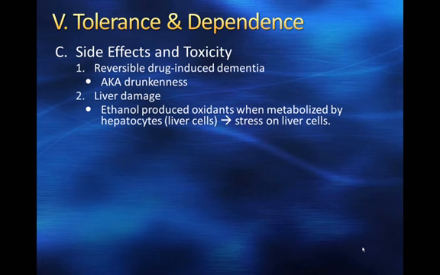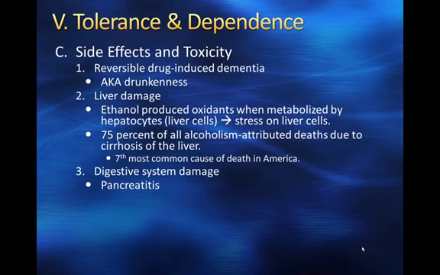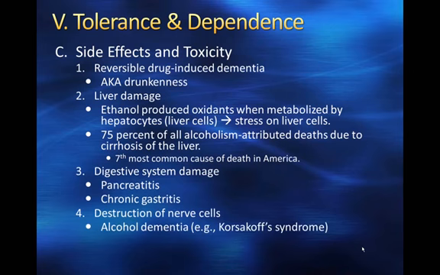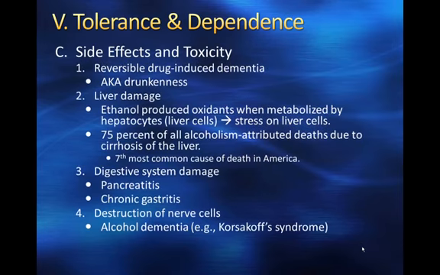Ethanol-produced oxidants, when metabolized by the hepatocytes, increase stress on liver cells. 70% of all alcoholism-attributed deaths are due to cirrhosis of the liver, the seventh most common cause of death in America. There is digestive system damage, pancreatitis, chronic gastritis. We get destruction of nerve cells, particularly the pyramidal cells of the hippocampus, which can result in something called alcohol dementia or Korsakoff syndrome. So, lots of potential side effects and toxicity associated with chronic alcohol use. Small doses of alcohol, 2 drinks a day, healthy for you. Anything beyond that, binge drinking, particularly chronic binge drinking, is going to result in some damage.